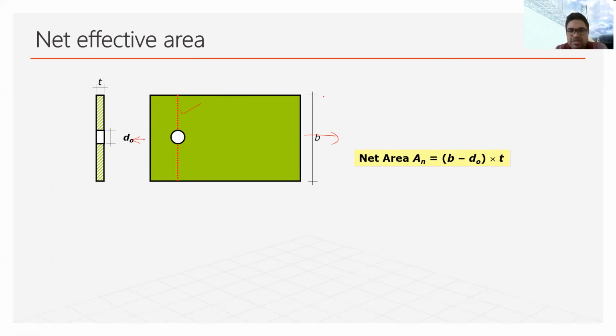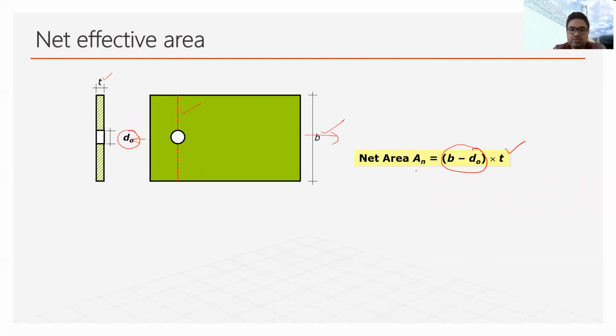If B is the width of the plate and T is the thickness of the plate, then the area will be B into T. But here we have the deduction for the hole. The hole is represented by D naught, so we need to deduct this. D naught is existing along the B. So what we will do is B minus D naught multiplied by T. This is how we find out the net effective area in this case.